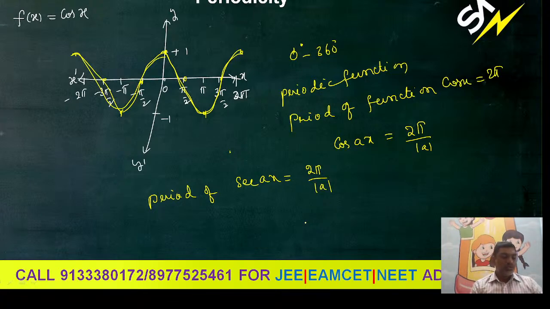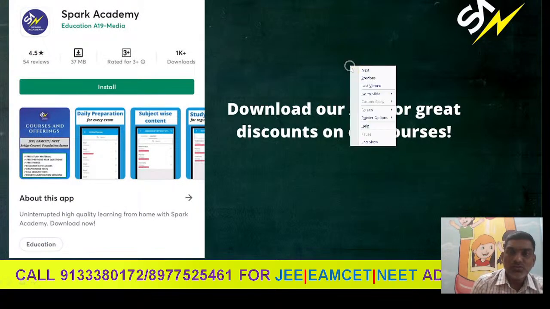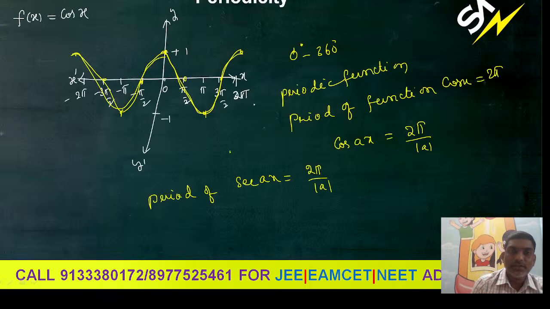Then next, what trigonometric ratios are left? Two more trigonometric ratios are left. What are they? Tan x and cot x. Let us discuss tan x and cot x. You know the graph of tan x and cot x. Yeah, we don't have any more pages, then let us see here itself.